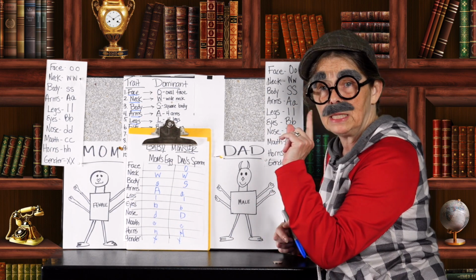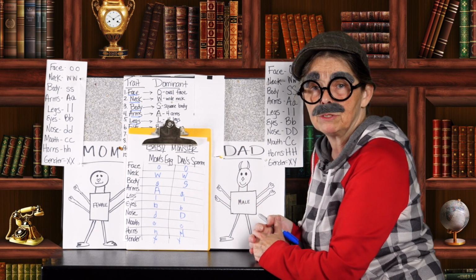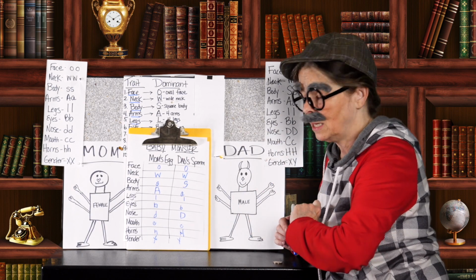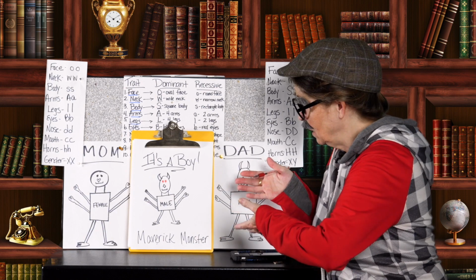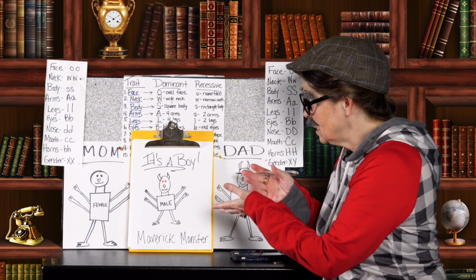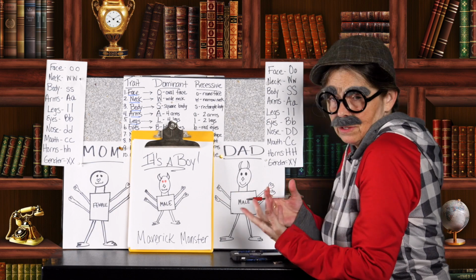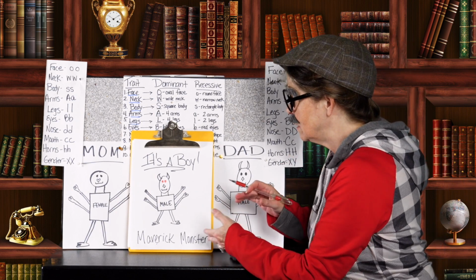So our very last step is going to be to draw the characteristics of our baby, and so hang on a minute and I'll have that for you. So here he is. He's a boy. His name is Maverick Monster, from Mr. and Mrs. Monster. And you could see that there are some similarities, but some differences as well.